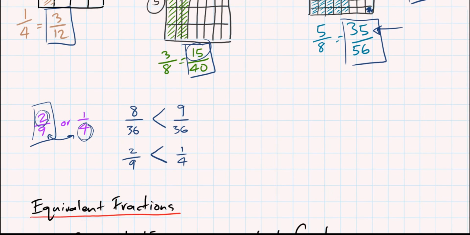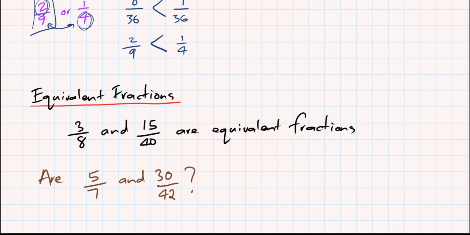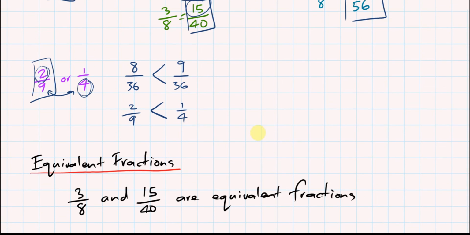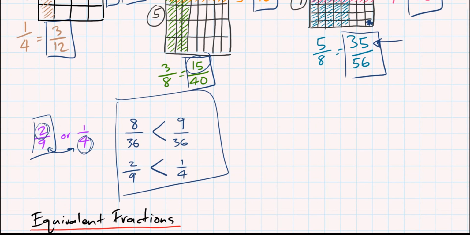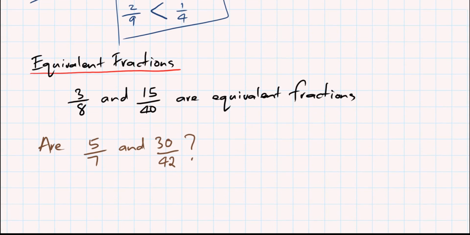Okay, let's have a look at equivalent fractions now, which we have actually met in the previous few minutes of learning. So if we go back to this example here, 8/36 is equivalent to 2/9. Then 9/36 is equivalent to 1/4. If you look at some of these other examples, 5/8 is equivalent to 35/56. So that is equivalent fractions.